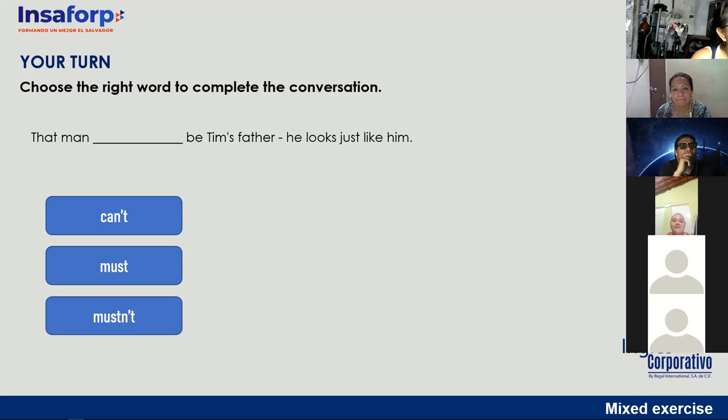That man must be Tim's father. He looks lost, just like Tim. That's right. Very good. That man must be Tim's father. He looks just like him. Okay. Thank you, Jenny.